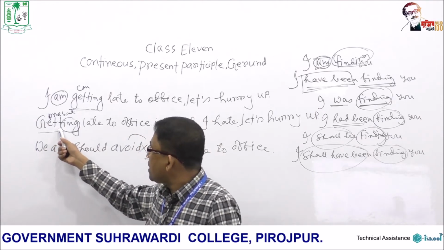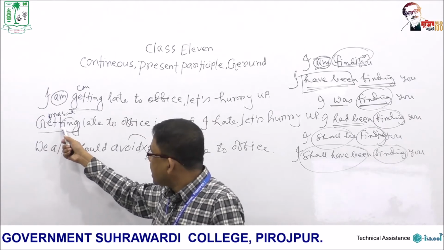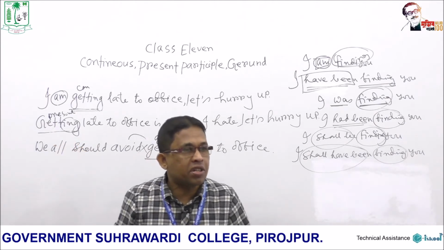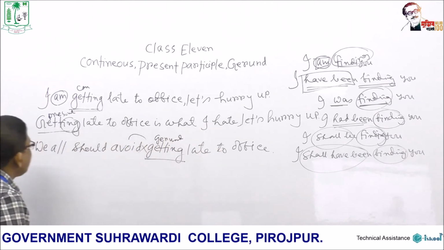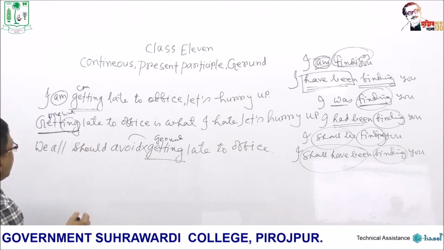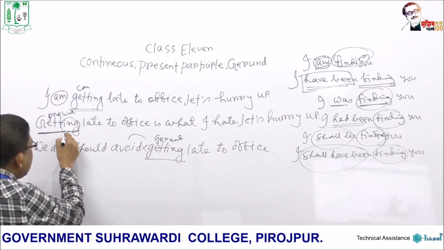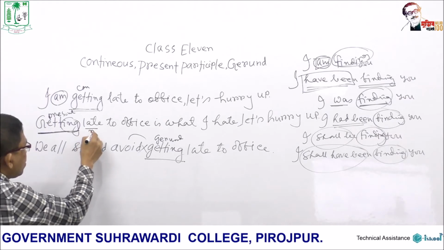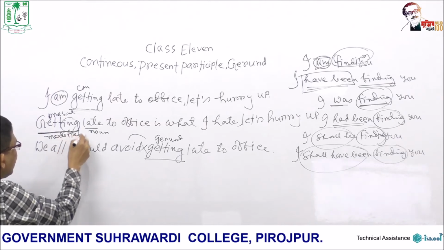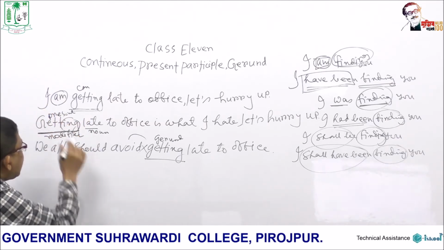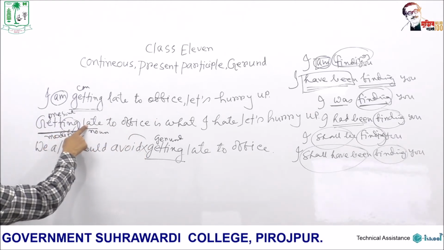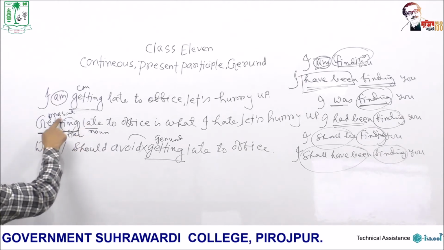What is the function of this getting? What is it doing? It is modifying the noun late. So, it is acting like an adjective. Of course, getting late to office is what I hate. Here, getting is the modifier of late. Late is the noun and getting is the modifier here. So, getting late, here late is modified by getting.